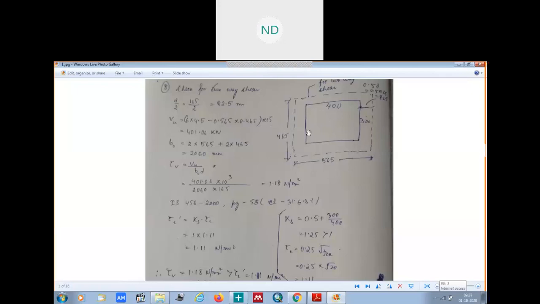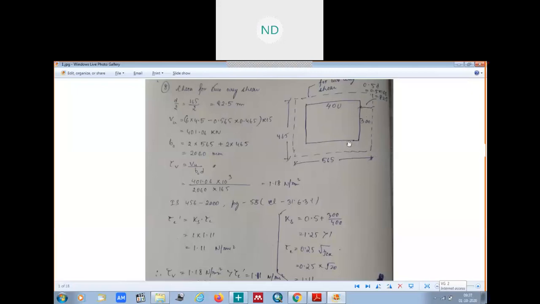That is 465. From where did it come? See, you have this distance as 400, and this is 400. We have got our critical section to be 82.5 here. So 400 plus 82.5 plus this side 82.5, that is your 465. And here this length is 300.